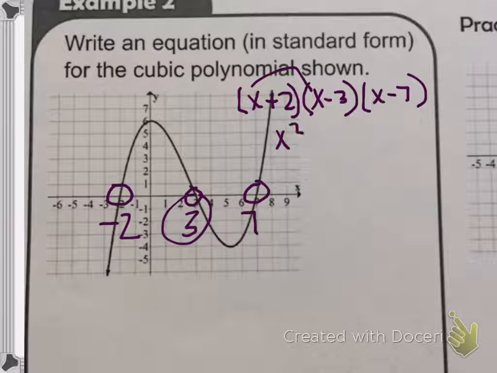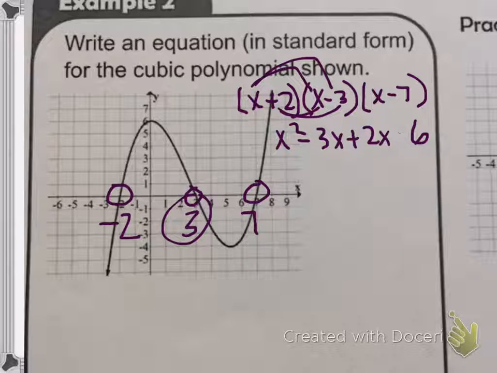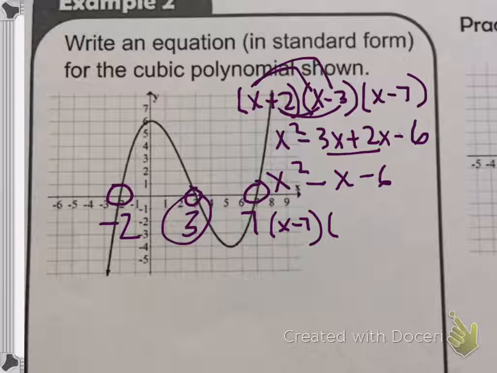X squared minus 3x plus 2x minus 6. Combine like terms in the middle, and you get x squared minus x minus 6. I'm going to bring that x minus 7 down in front and just rewrite that so I have a little bit more space, and keep multiplying.